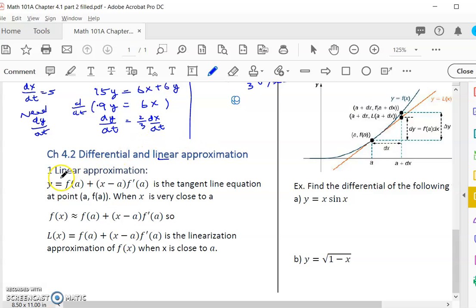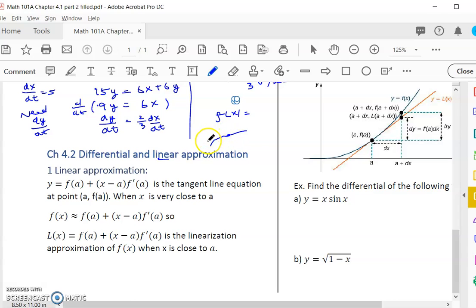So what's the goal? The goal is, if I have a function, say, graph it, and it has a formula, and there's a point, I can find f of a. I plug in a, and I find a number. What happens if I want to plug in something that is not a, but just very close to a?